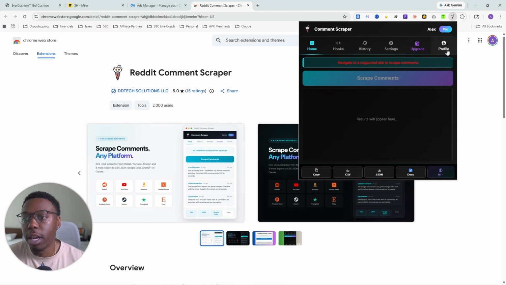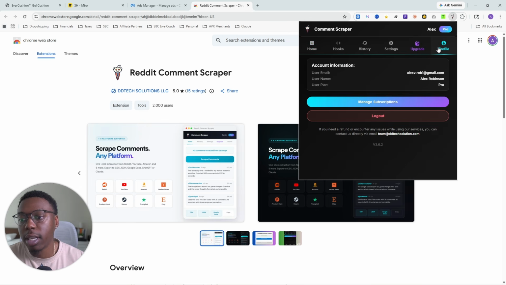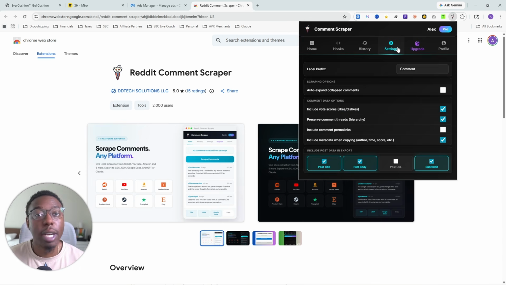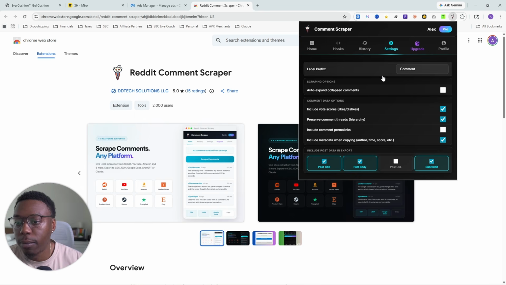I've been messing around with a couple different Reddit scrapers over the last couple of weeks, but this one's been the most consistent, and it does come with a free scrape. I forgot how much it comes with, but it's $4.99 for only the Reddit version. I have the full version that allows me to scrape Amazon, Quora, everything, which is like $20 a month, but you only need the $4.99 one. They do come with a free plan for a little bit, but you're going to see here in a moment, we're going to be scraping a ton of Reddit forums.